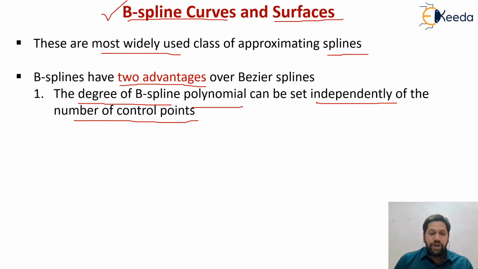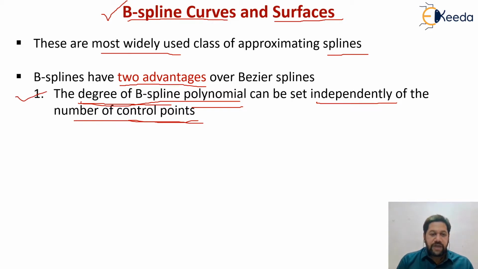We have seen in the Bezier curve, the degree of the polynomial depends upon the control points. Suppose I have n control points, so the degree will be n minus 1. But here in the B-spline curve, the degree of the B-spline polynomial can be set independently of the number of control points. It does not depend upon the number of control points we have. So this is the first advantage of the B-spline curve.